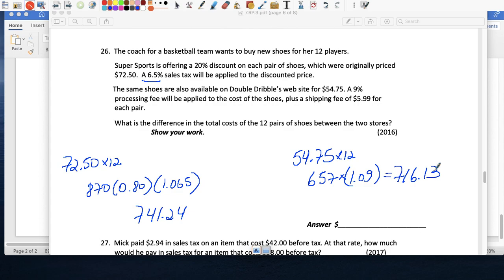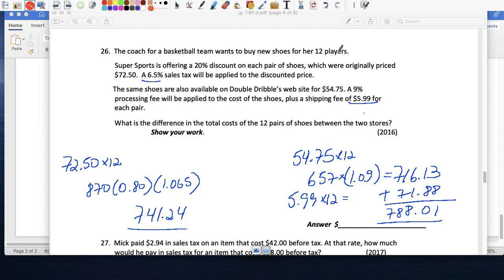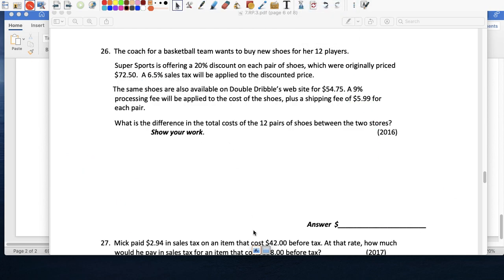And then there is a shipping cost of $5.99. So the shoes themselves plus the processing fee. Is the processing fee for each shoe or just for the cost of shoes? For the cost of shoes, there's a processing fee of 9%. And then there's a $5.99 shipping fee times 12 because there are 12 shoes. That's crazy. $71.88 in shipping fees. If you add those two up, you get $788.01. What's the difference? Well, subtract this and this, and you get the difference.